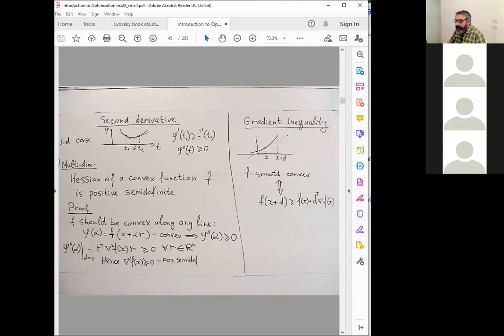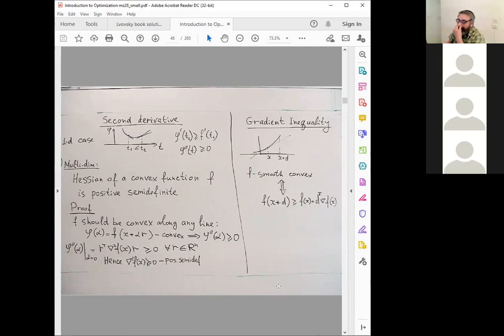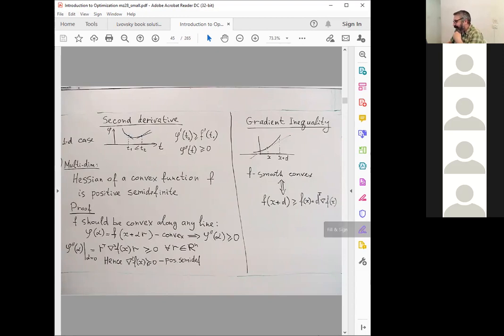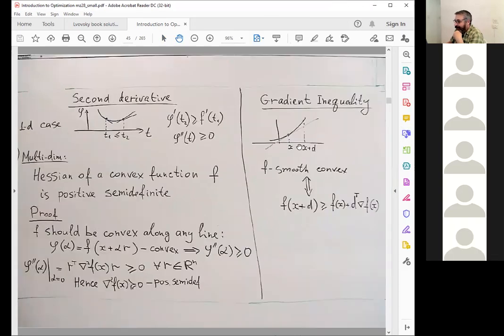Okay, let's think together. If the Hessian is positive definite, then the second derivative in any direction is non-negative, am I right? Are you with me? Okay, and I hope you see my PDF. Do you see? Okay.